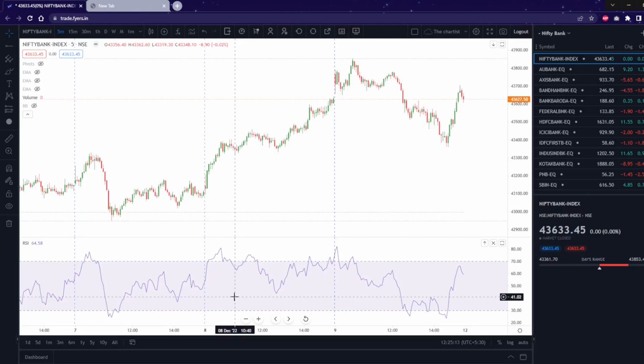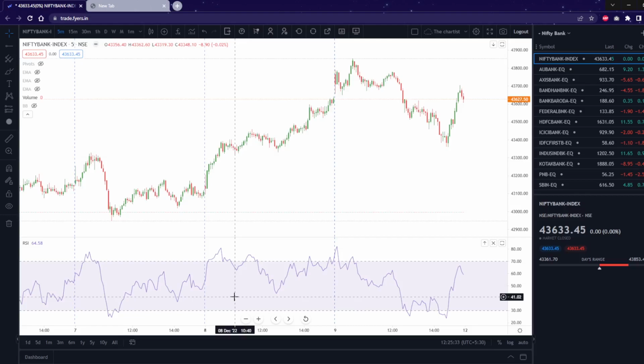Now, a few things you need to understand regarding this strategy: we are going to apply the setup not on the spot chart, not even on the futures chart, but directly on the option chart. That is the strike price where you are actually going to take a trade. That is the chart where you need to apply this particular strategy.